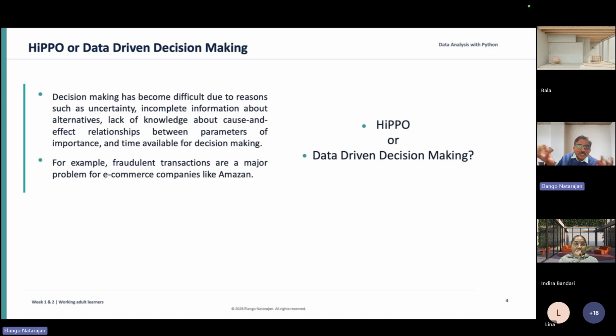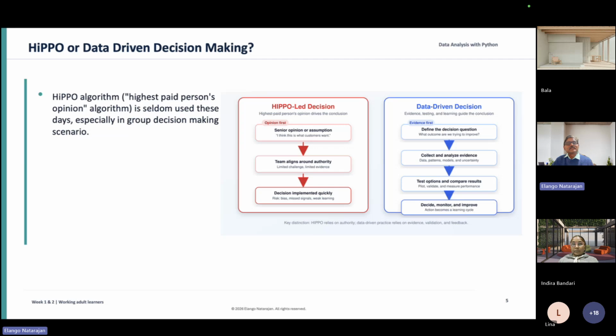They have to collect the data and find out the root cause and the relationship between the variables, so that they can take the right decision to get things done. So this is very important for data analysis.